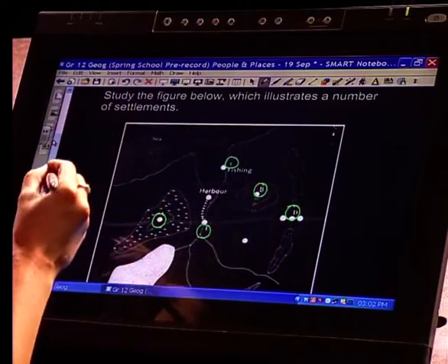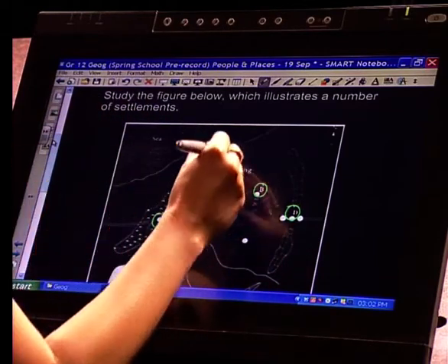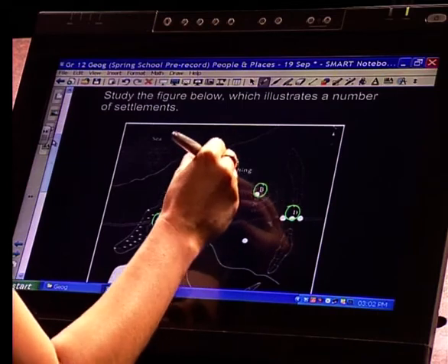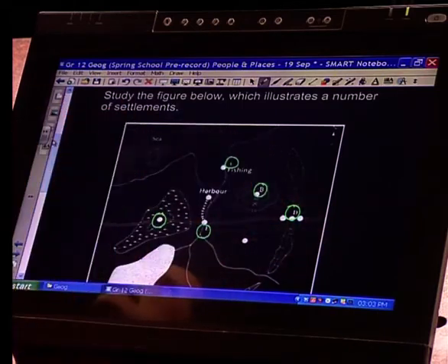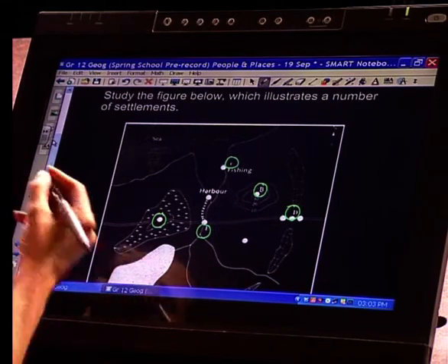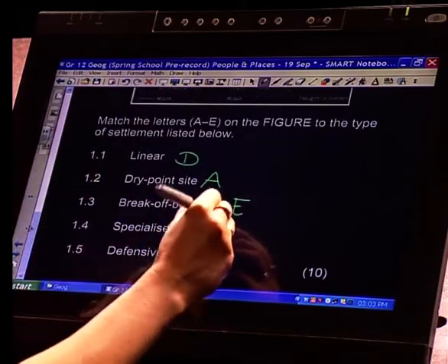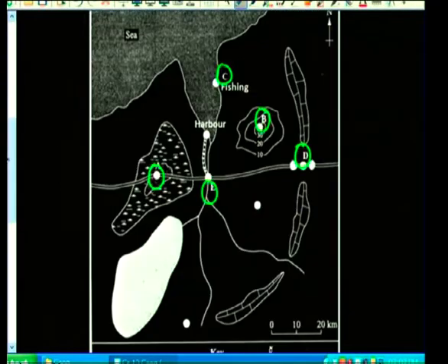All right, we've got a specialized town and a defensive site left, and obviously we have only got two labels that we haven't used. We haven't used label B, and we have yet to use label C. Label C is located on the coastline. They tell you that fishing is going on in that particular area. Fishing is quite a specialized function, and therefore it would make sense then that our specialized town is label C.